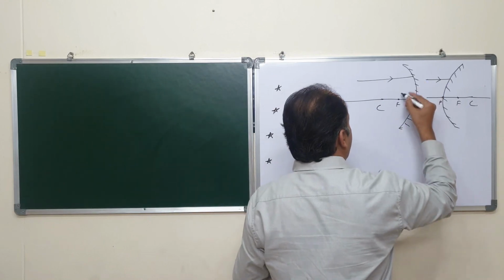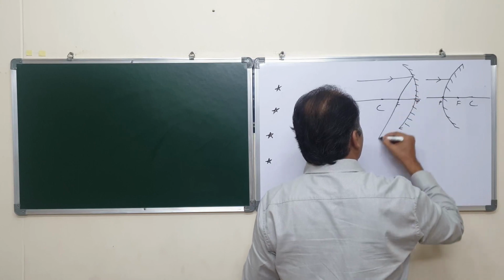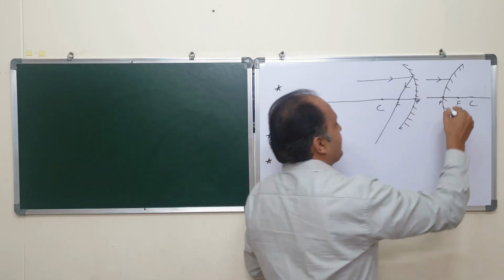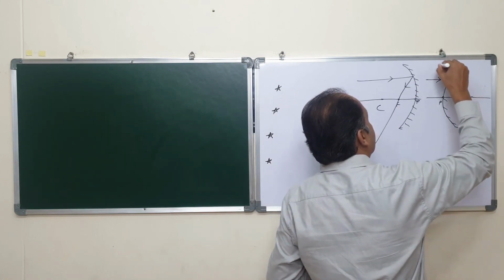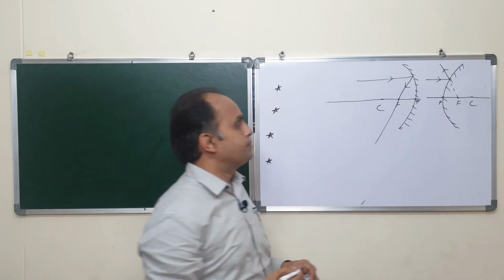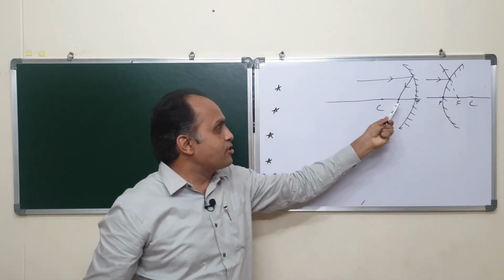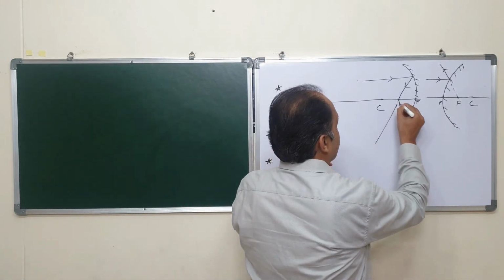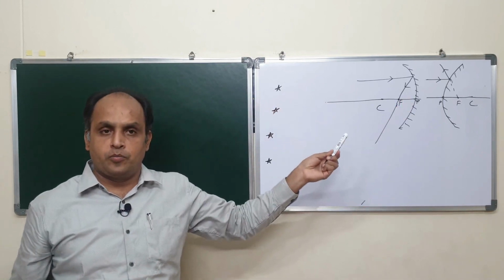Concave mirror, it will actually pass through. I told you already, in the case of a concave mirror, it actually passes because of its shape. And in the case of a convex mirror, it appears to diverge from it. It is appearing as if it is diverging from this point. But here it actually passes through this point, the focus. So that's the first rule.